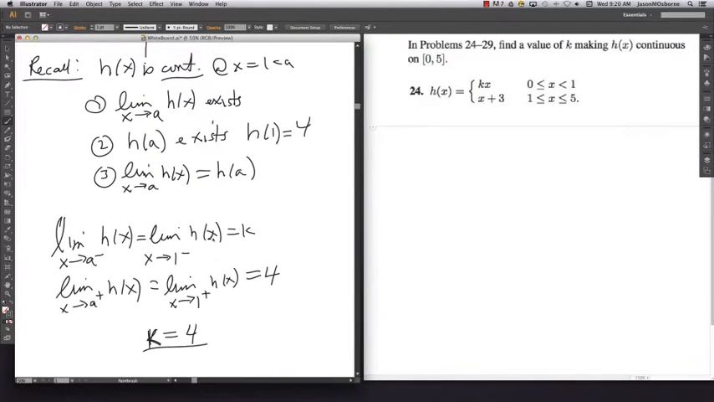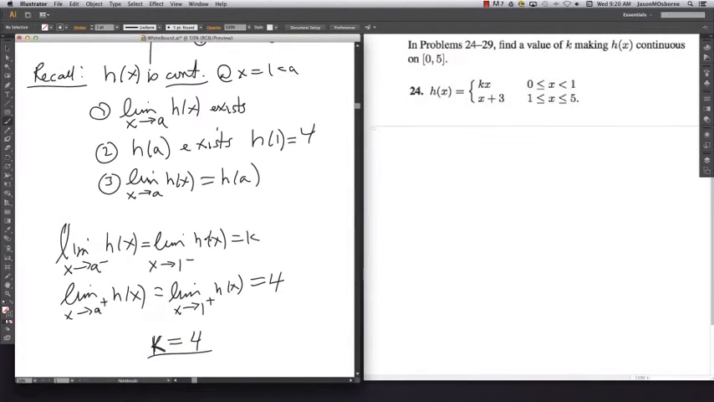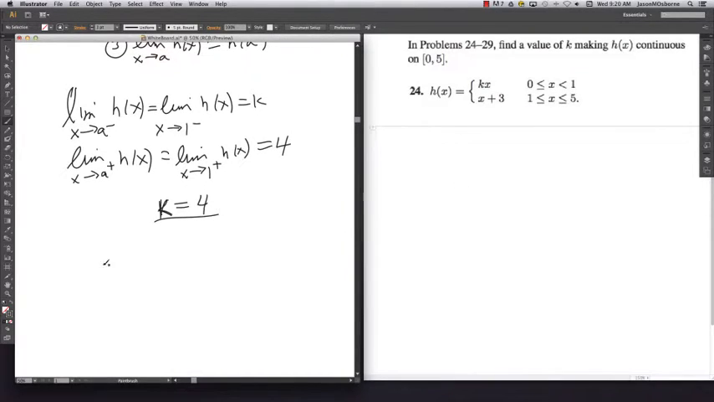Okay. So the function that is continuous on the interval 0 to 5 is the function 4x when x is between 0 and 1, and x plus 3 when x is between 1 and 5.